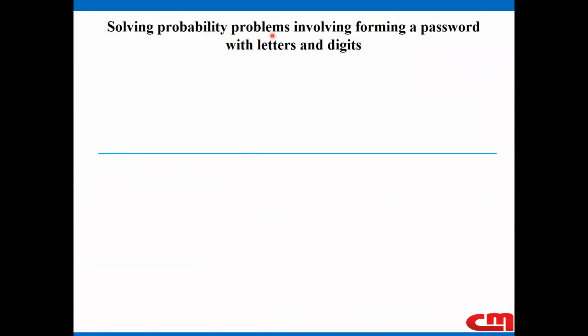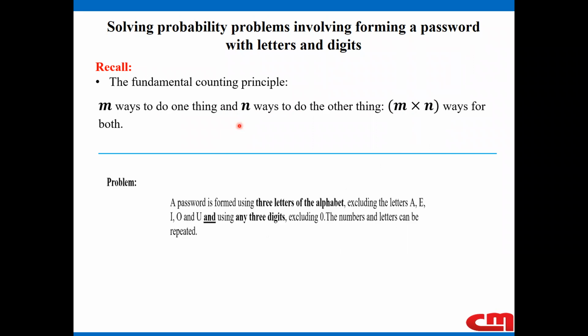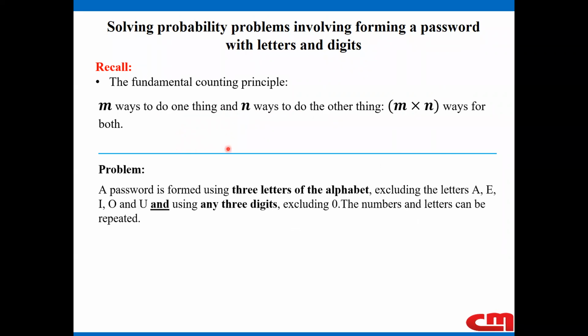Solving probability problems involving forming a password with letters and digits. Let us recall the fundamental counting principle, which simply states that if there are m ways to do one thing and n ways to do the other thing, then there are m times n ways to do both things. Okay, let us now analyze this problem.